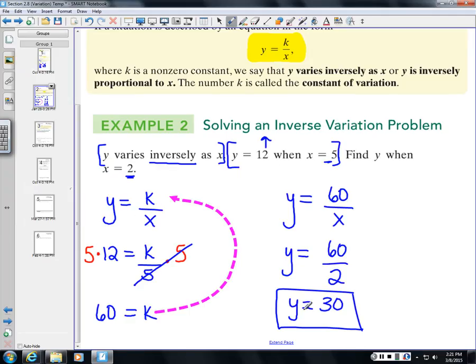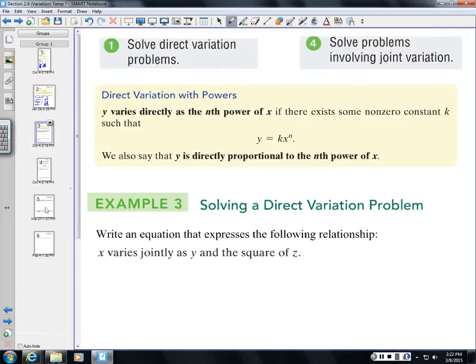So it did have an inverse relationship. If one goes down, the other one will be going up. Okay, so again, everything kind of falls into these 2 categories of either direct variation or inverse variation. And then we have some different versions of what happens. You know, we can add to direct variation, and we can add to inverse variation a little bit.